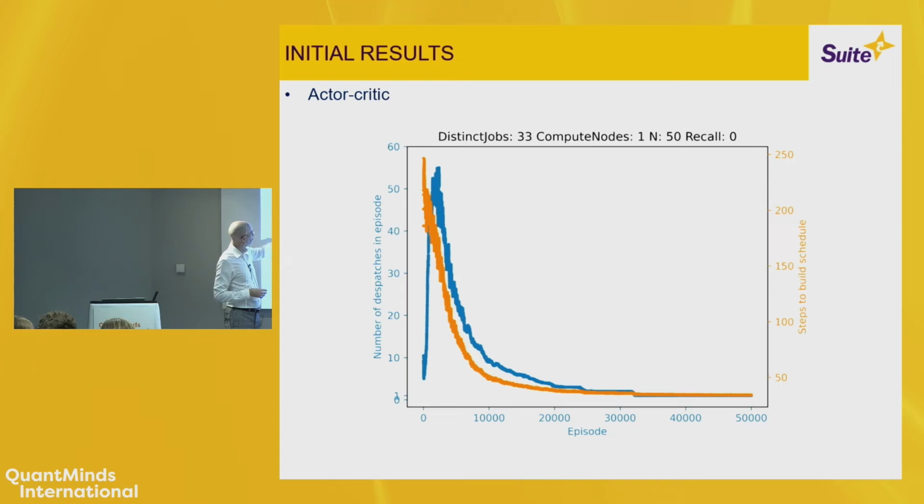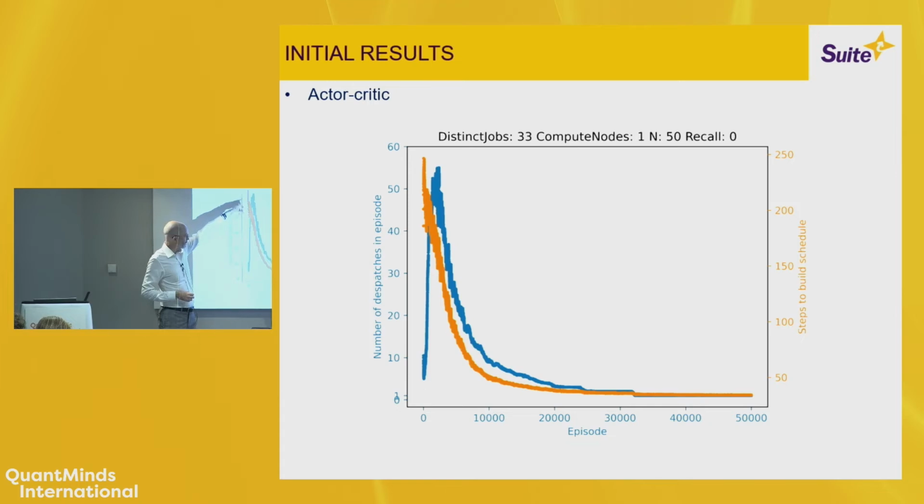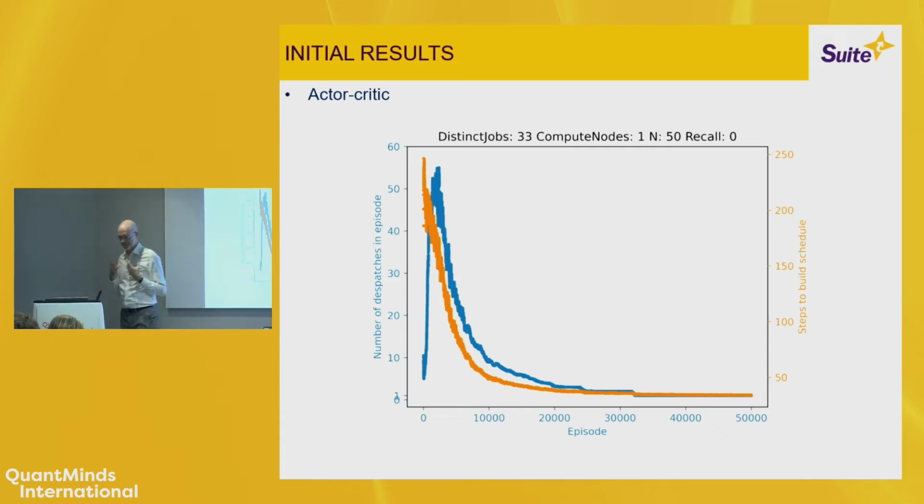If we look at the blue graph, it shows us how many dispatch actions are occurring during each episode. And here we see, obviously, it flirts with the idea of doing multiple dispatches, but then ultimately stabilizes at one single dispatch per episode.